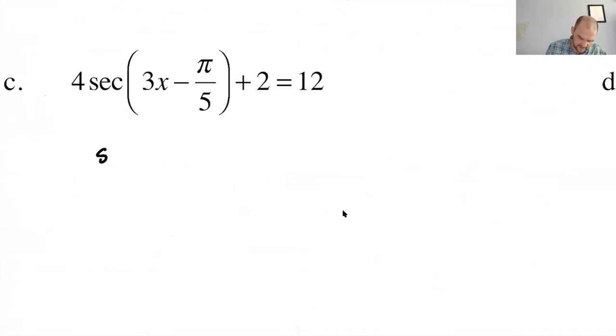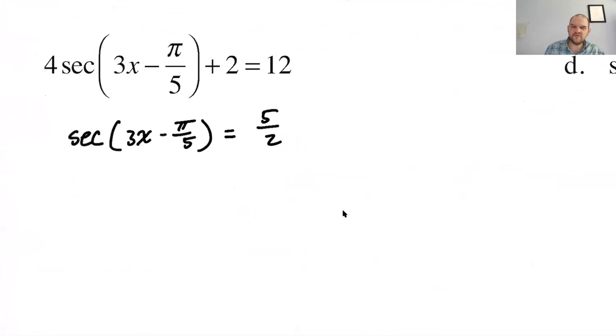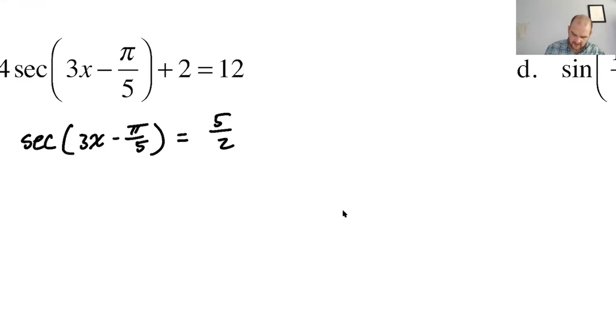So here we go, secant of, I do a lot of just calling it this thing. Secant of this thing is equal to, subtract 1 and you get 10, divide by 4, you get 10 over 4, which is 5/2. So then would I rather use cosine? I don't really care because it's not like famous. So I'm just going to leave it as it is.